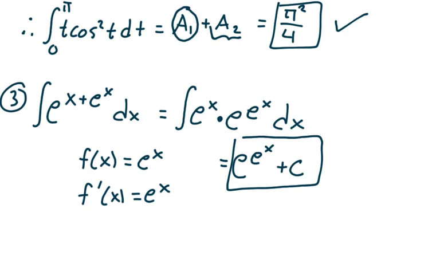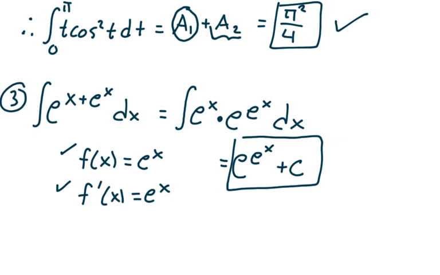Number 3. Suppose we have the integral of e to the x plus e to the x dx. So this equals, using the law of exponents, the integral of e to the x times e to the x dx. This one is not as bad as it looks. So if I let f of x equal e to the x, and I take its derivative, I get f prime of x is equal to e to the x.